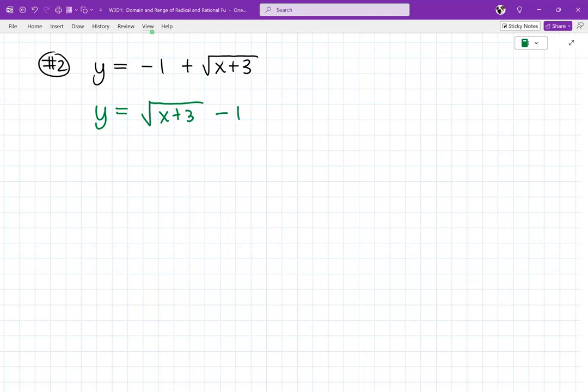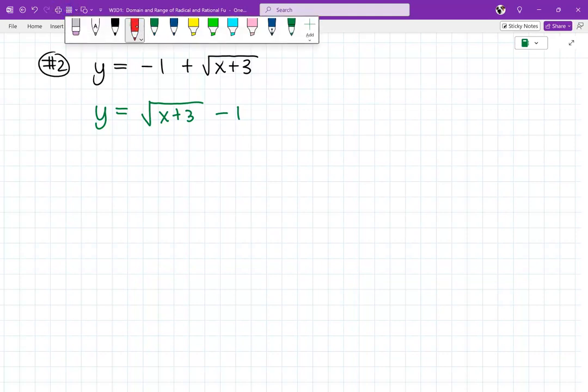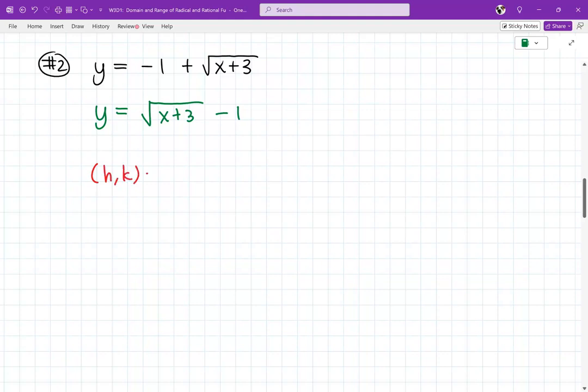Okay? Now, what's my h, k for this one? What's my h value? -3. And my k value? What's my a value? It's 1, right? We can't see it, but it's there. It's in front of the square root. That means that a is positive, right? That means it opens up. Okay? So I'm going to go ahead and sketch this.